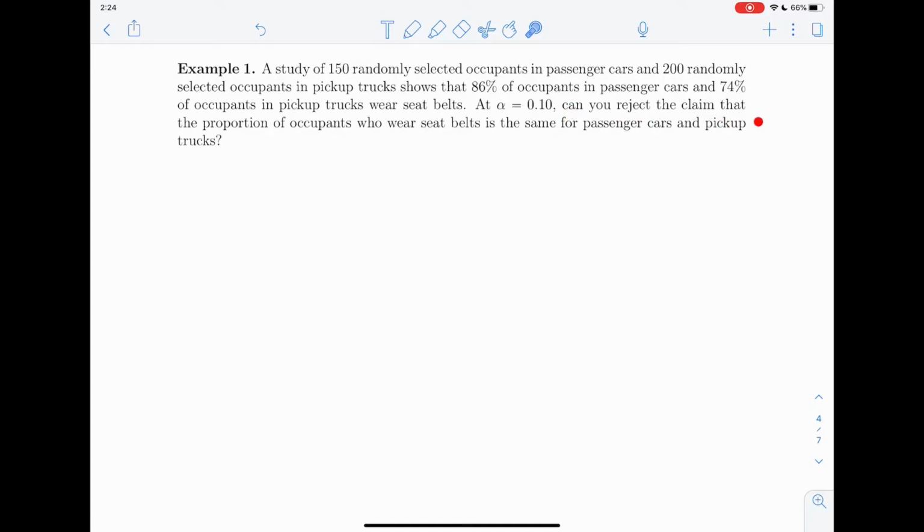can we reject the claim that the proportion of occupants who wear seatbelts is the same for passenger cars and trucks? So the sample supports that the percentage is the same. The question is, is this sampling comparison indicative of the actual population? And it's our job to find out.